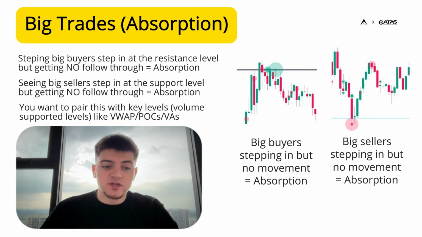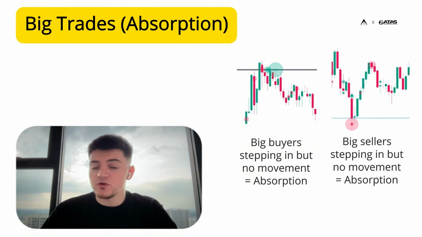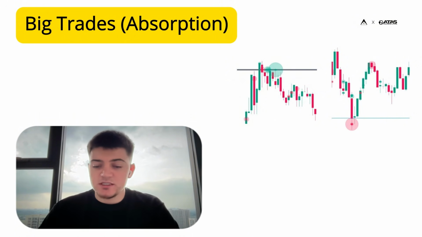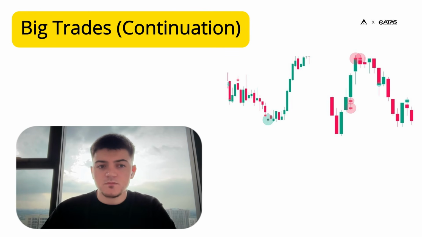And then over here, you walk through these with key levels. My favorite are going to be volume supported levels. Like I said at the beginning, these are going to be like VWAPs, point of control, value area highs and lows. This could also be like low volume nodes. And these are going to be my favorite use case because it's just volume supported levels and you're actually watching the volume as well.